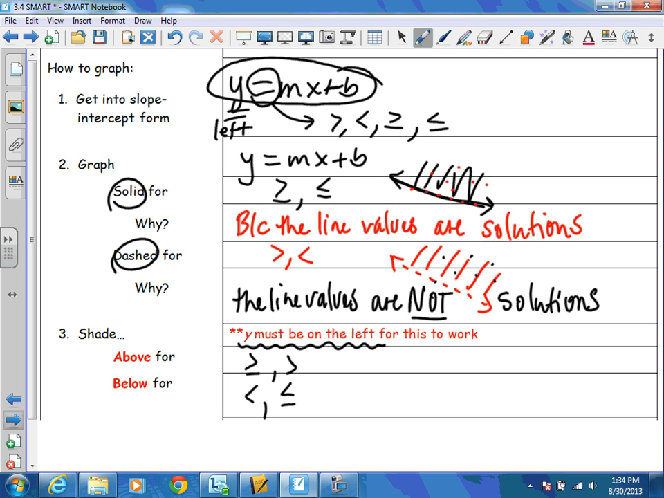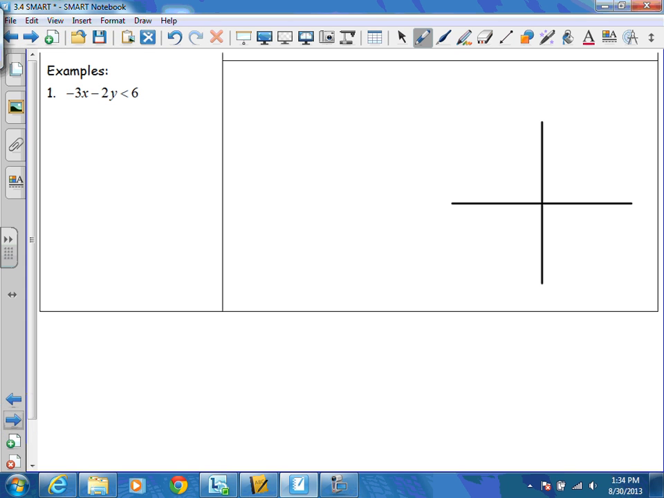All right. So let's do one. First thing, get y on the left, get it in that slope-intercept form. And don't forget, when you multiply or divide by a negative, what happens? Sign flips. So do that first.